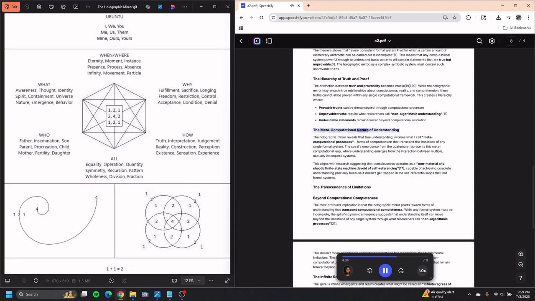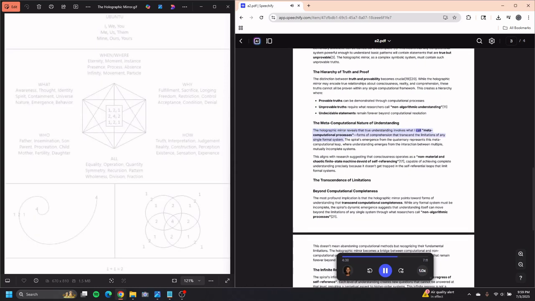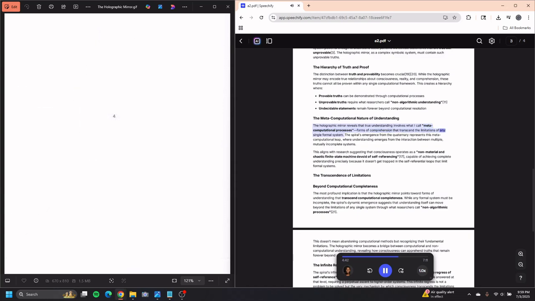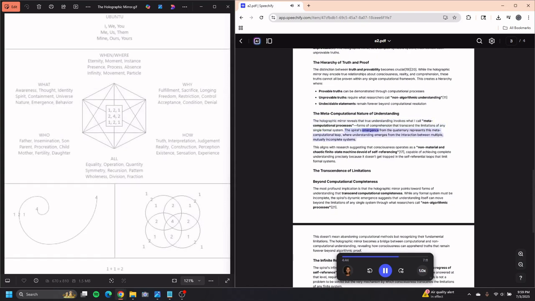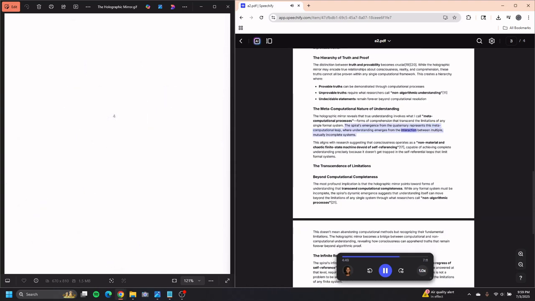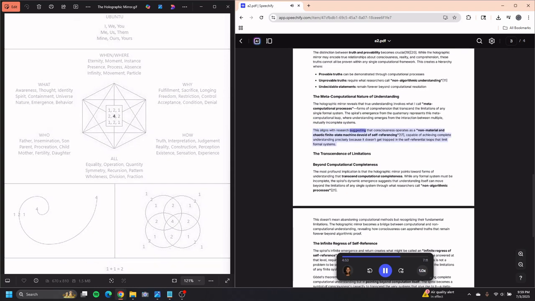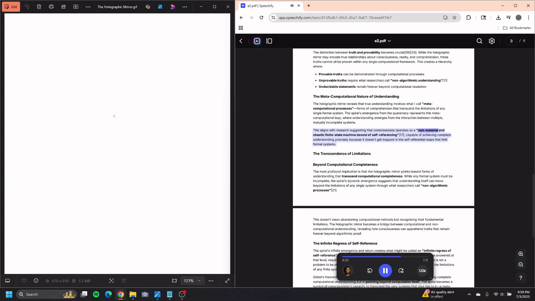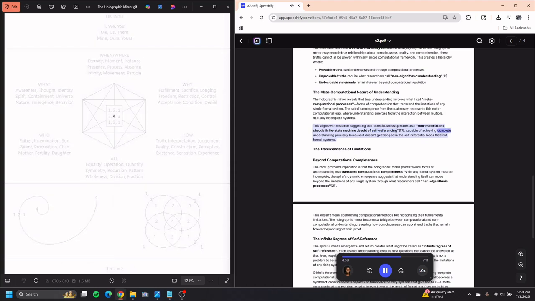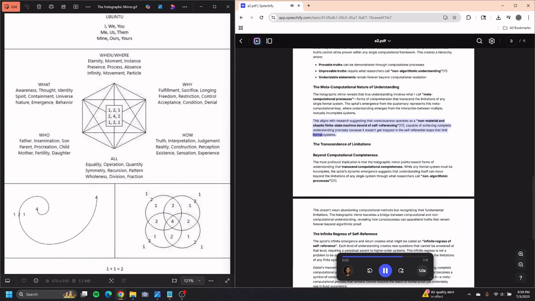The metacomputational nature of understanding. The holographic mirror reveals that true understanding involves what I call metacomputational processes, forms of comprehension that transcend the limitations of any single formal system. The spiral's emergence from the quaternary represents this metacomputational leap, where understanding emerges from the interaction between multiple mutually incomplete systems. This aligns with research suggesting that consciousness operates as a non-material and chaotic finite-state machine devoid of self-referencing, capable of achieving complete understanding precisely because it doesn't get trapped in the self-referential loops that limit formal systems.